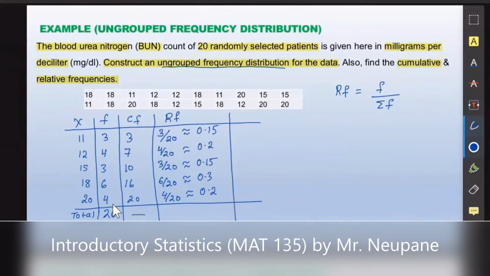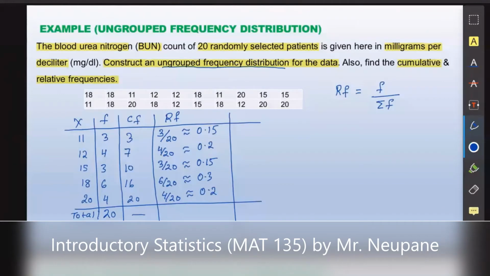Now let's try one thing. Try to add all these relative frequencies and check what you will get. The first one is 0.15, next one is plus 0.2. What do you get? 1. So always remember, when you add all the relative frequencies, it should always be equal to 1. That is something you need to check, just to check yourself whether you are doing the relative frequency correctly or not.